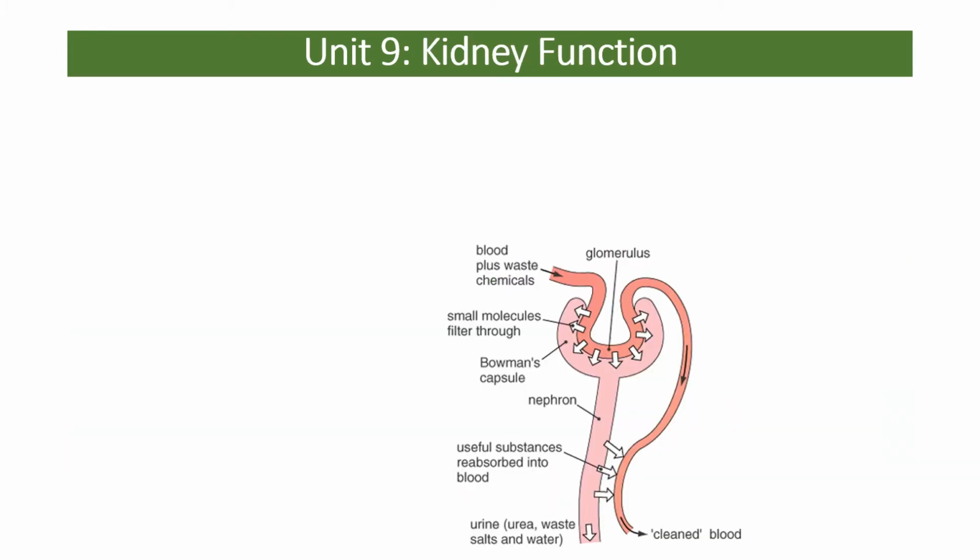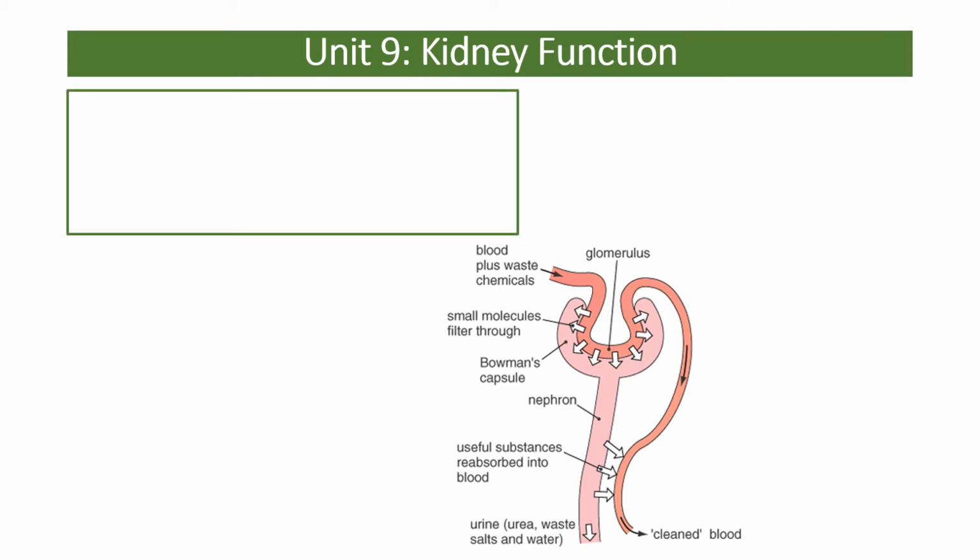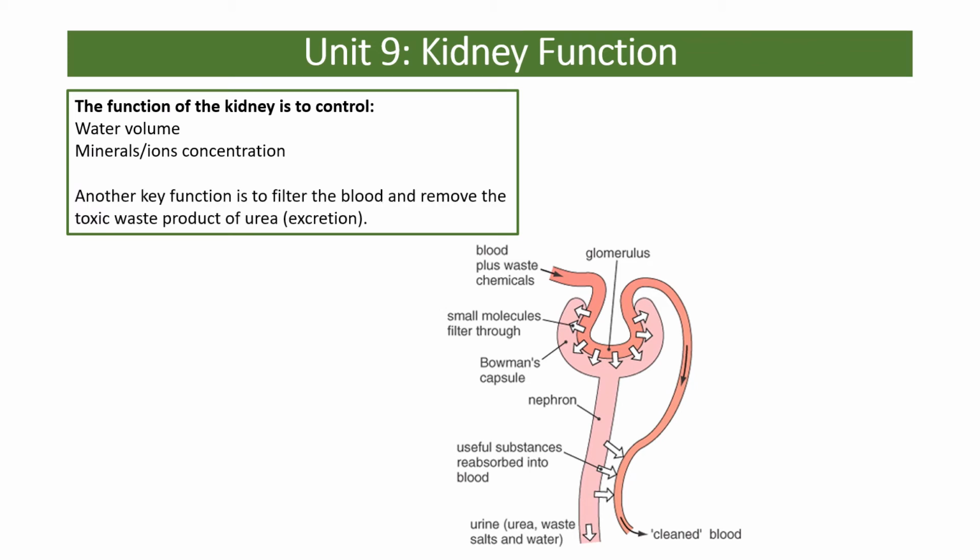So the second area which you need to look at is the kidney, and the kidney is a vital organ in your body, and its job is to control the water volume, because too much water volume will increase your blood pressure, too little will drop it. Mineral and ion concentrations, so salts basically in your bodies, and also it is the job of the kidney to filter the blood to remove a toxic waste product that we use from the breakdown of proteins called urea, and that actually gets turned into urine in the kidneys.